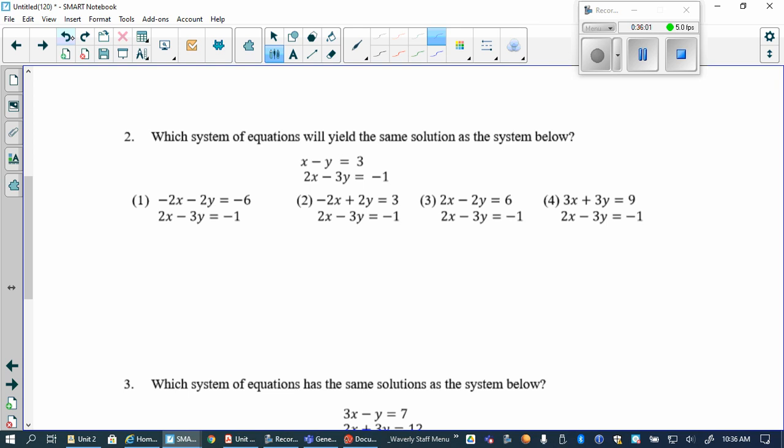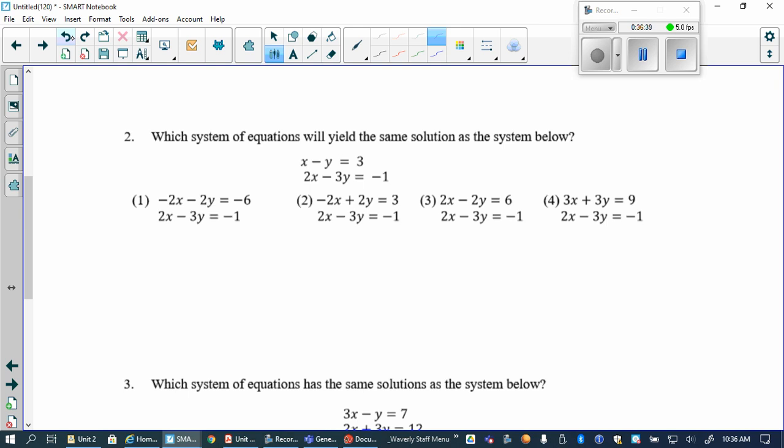Negative times a negative is. So negative 2x what? Y equals. It's negative 2 times 3 equals negative 2 times 3. So it's not 6. Negative 6. That's not the right answer.